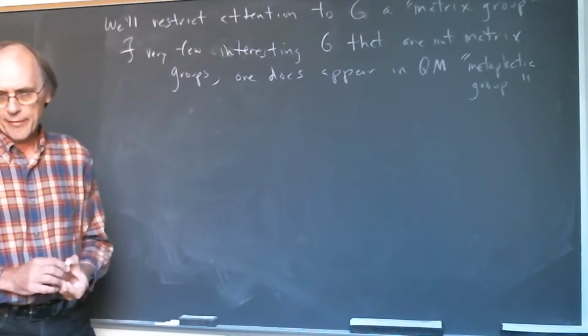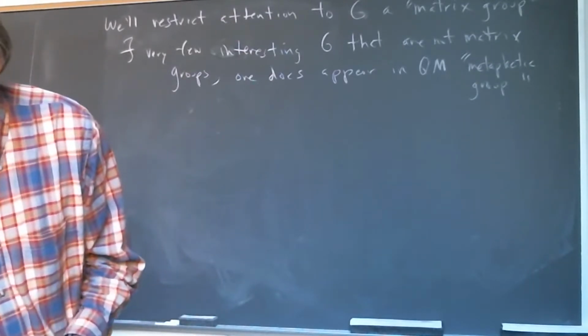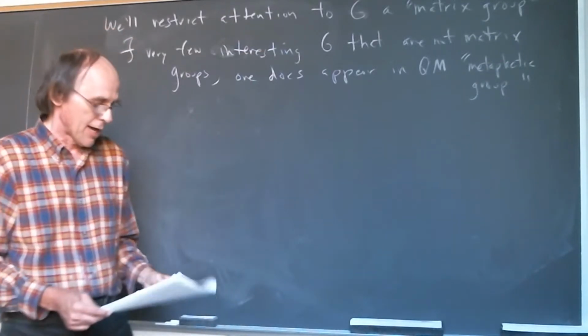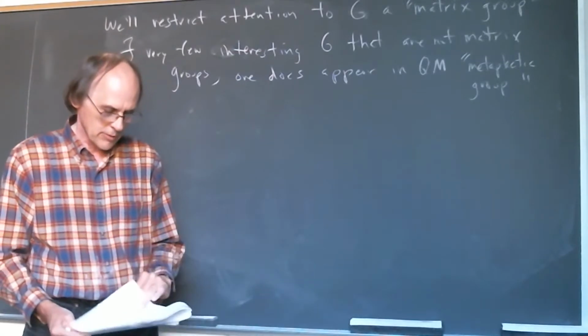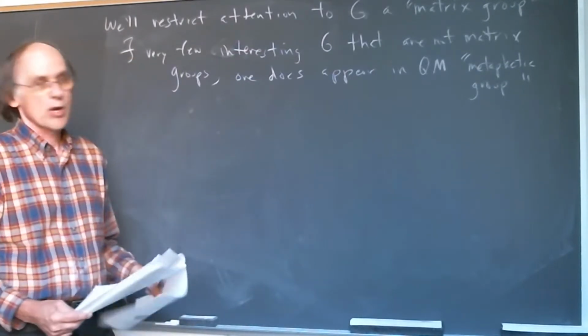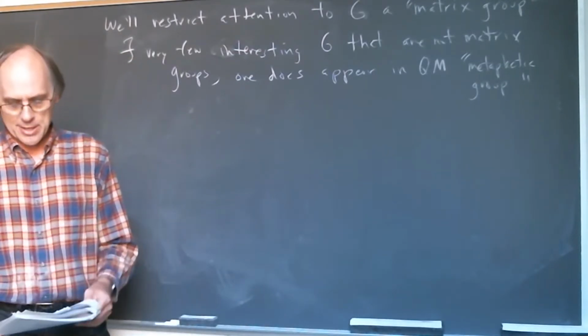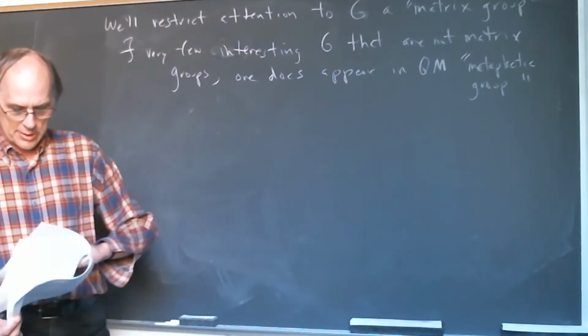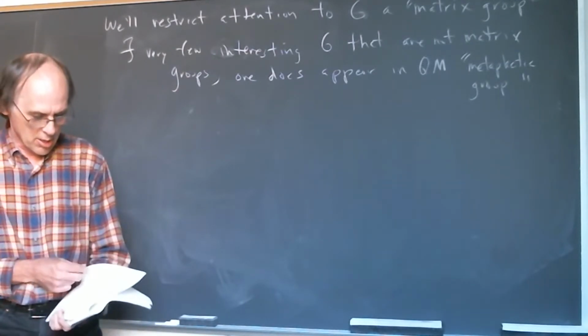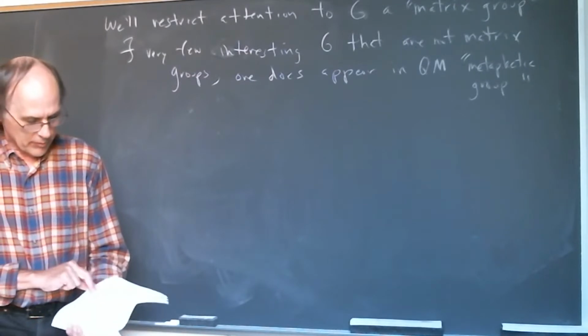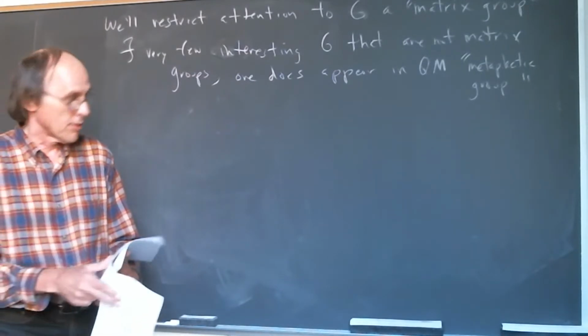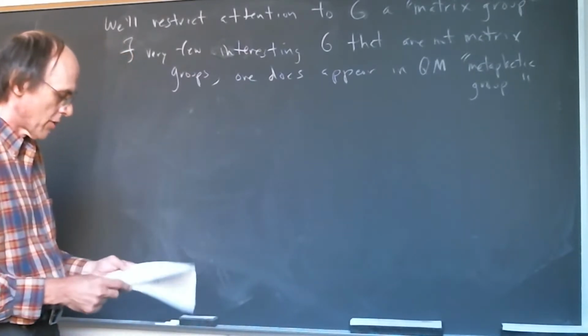Okay, so if we've got a matrix group, then we can define the Lie algebra in a much more concrete way than just as this tangent space. So how do I do this here? Okay. So here's the definition that we're going to use.